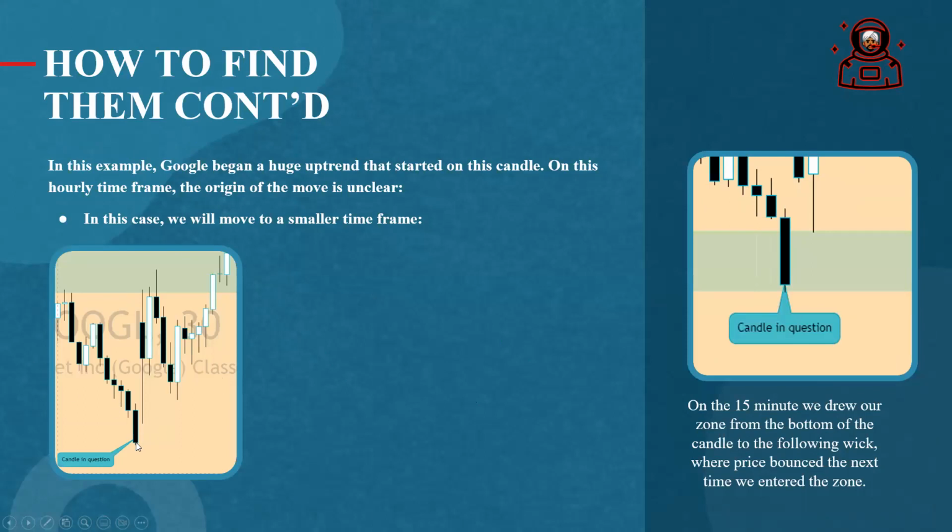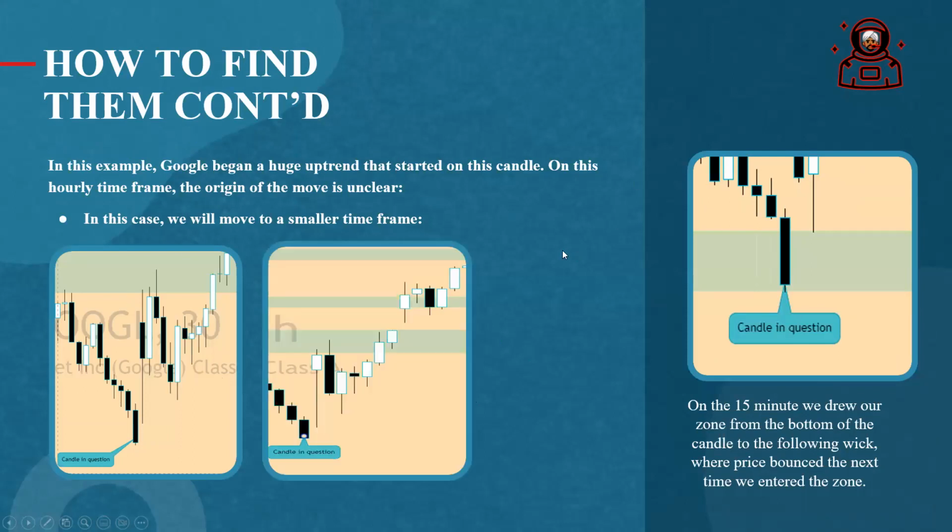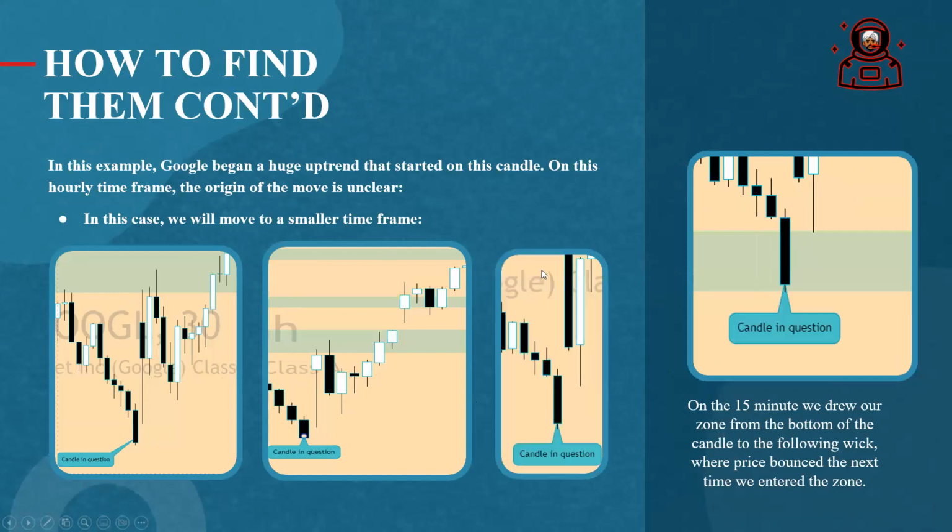And you can't really draw a zone on this candle, right? Here's the wick. So we'll move to the 30-minute. And we kind of see it's a little bit more clear, but not really. So we move down to the 15-minute and things become more clear.